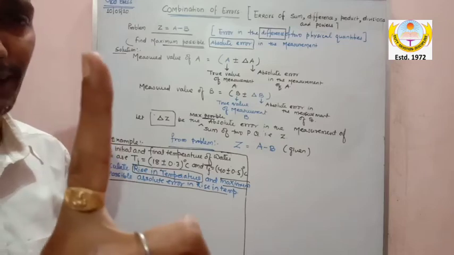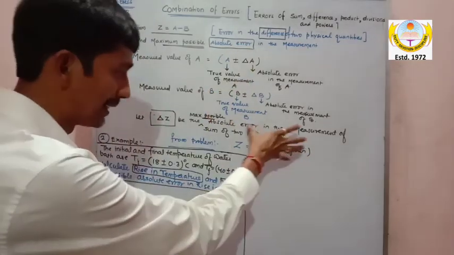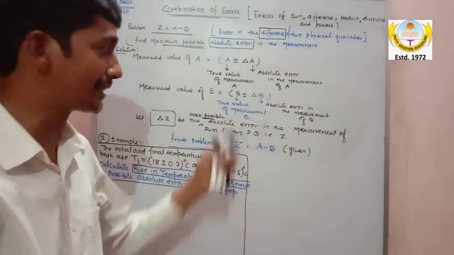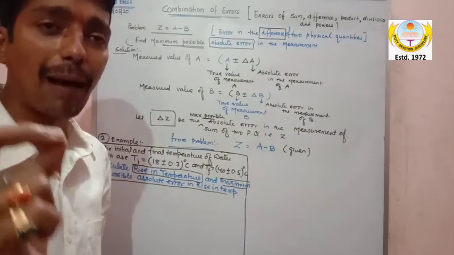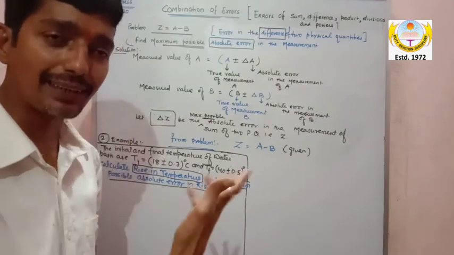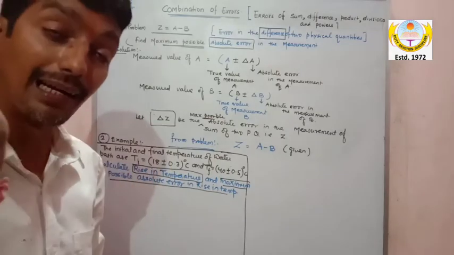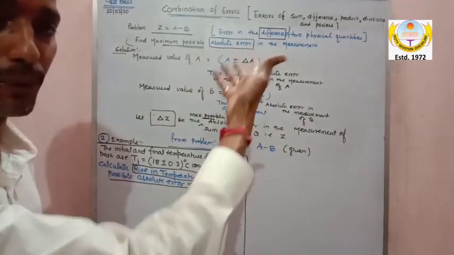Please make a note of this point very carefully, because the theory you are doing shows that in sum and differences we calculate the maximum absolute error, but in product, division and power, we calculate the maximum relative error. I will show that theory of product also.